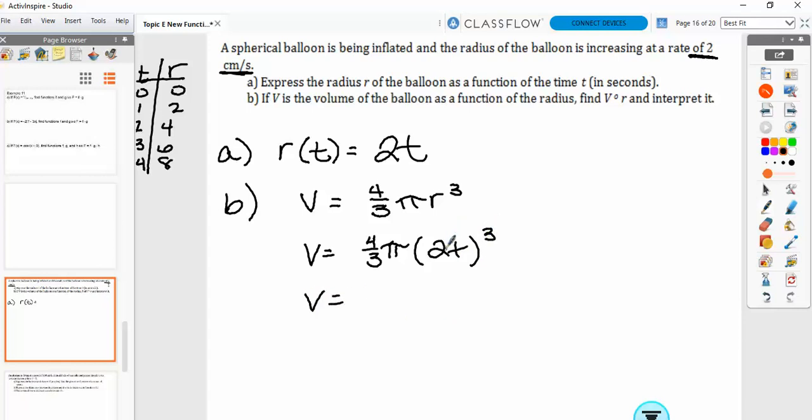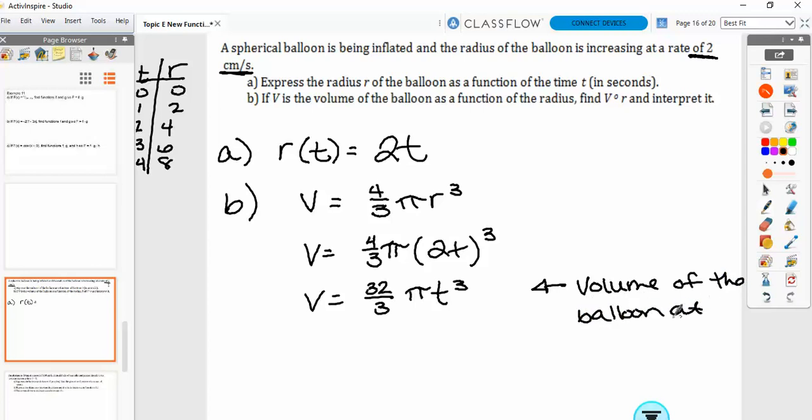So 2 cubed is 8 times 4/3 will give me 32/3 pi t cubed. And then interpret it, what does this formula give me? This is the volume of the balloon at a given time. So if I said 3 seconds, you could plug it in and figure out how much air is in that balloon.